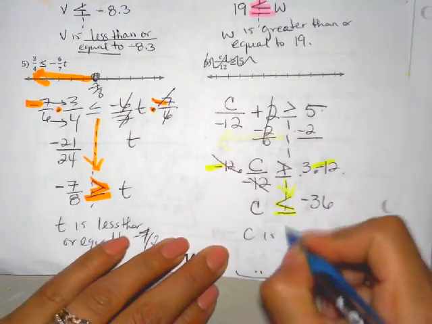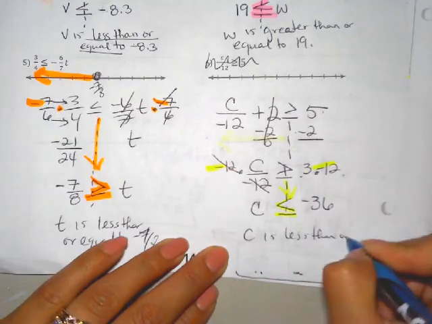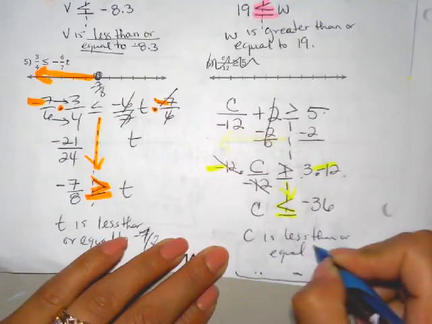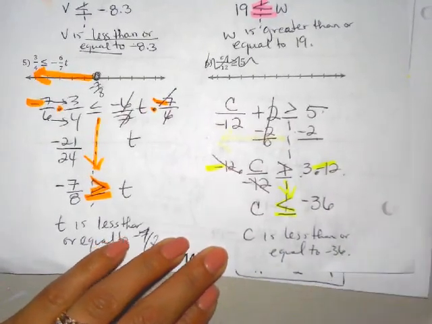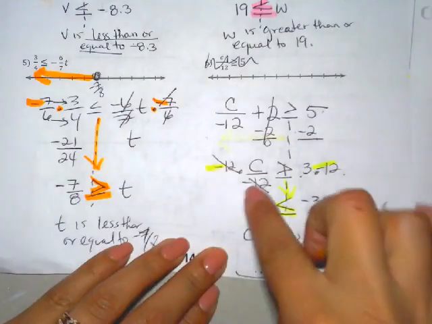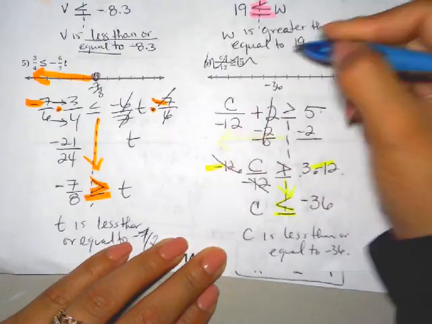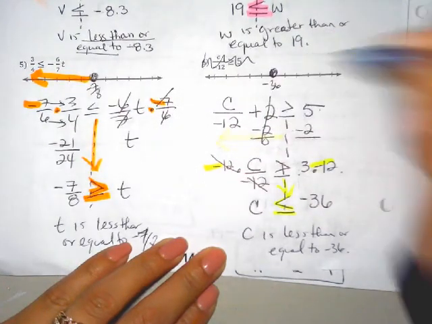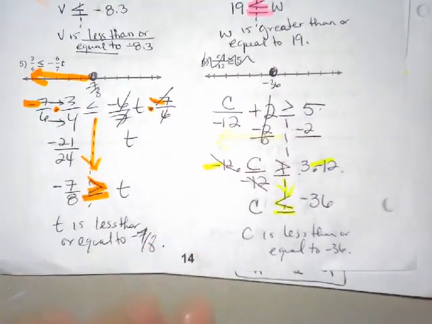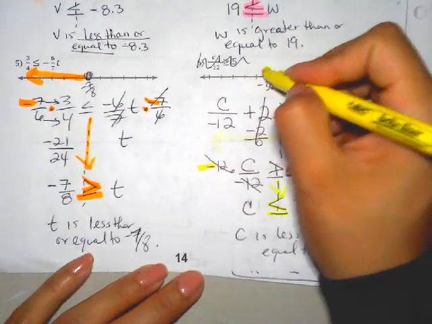C is less than or equal to negative 36, right? Because it's eating the 36, so C must be smaller than 36. Negative 36, closed circle because it also has the equal to, so it includes the 36. And less is always left.